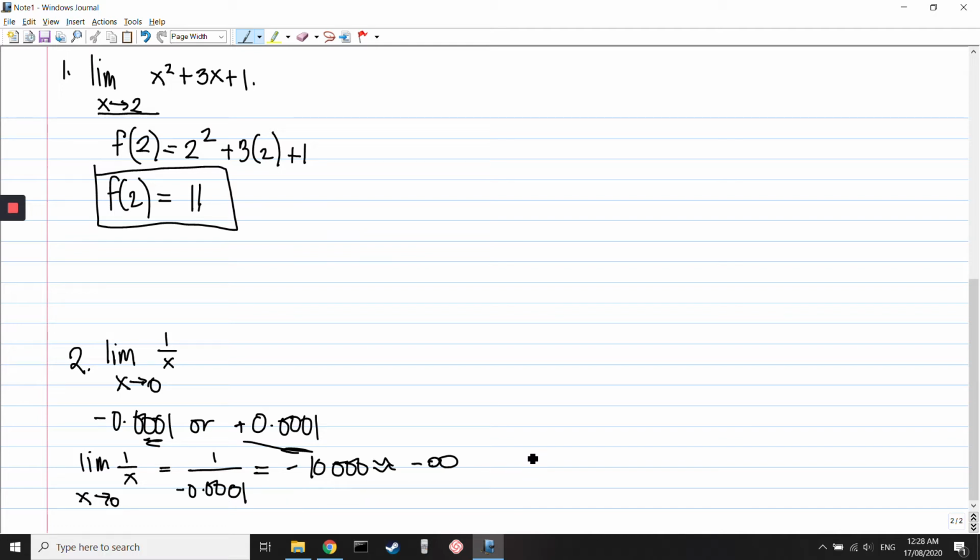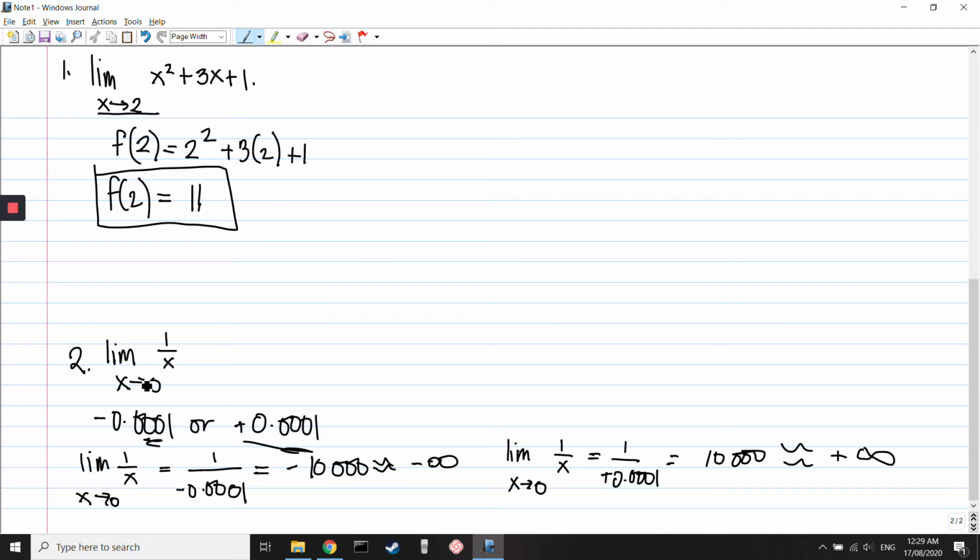And then next, let's try the positive. Automatically it just changes its sign. So x approaches 0, wherein 1 over positive 0.0001 is equal to 10,000. If you add again more zeros, it will become approximately positive infinity.